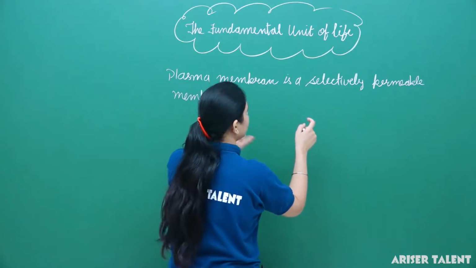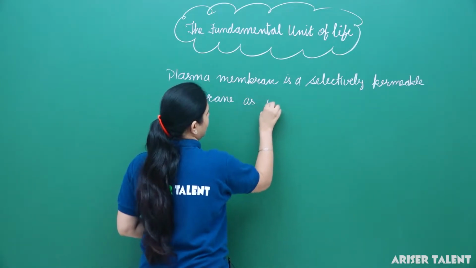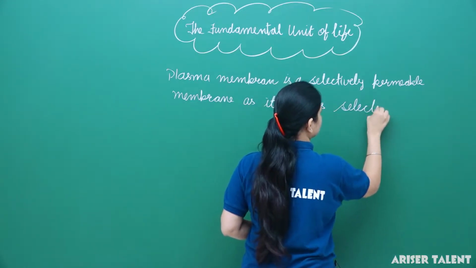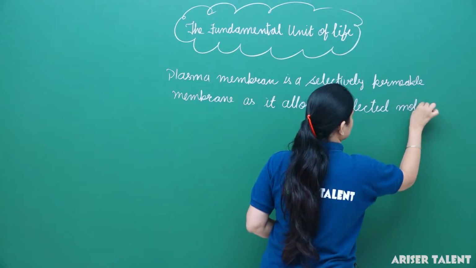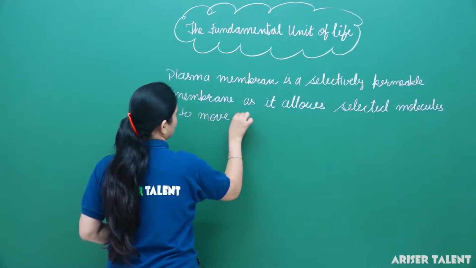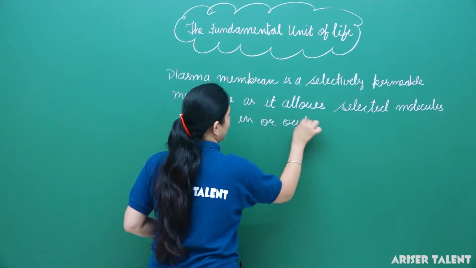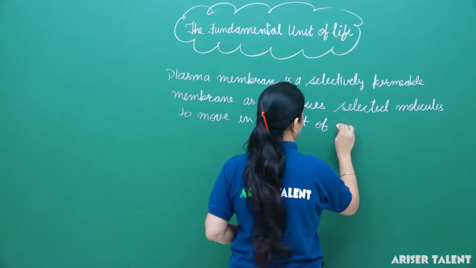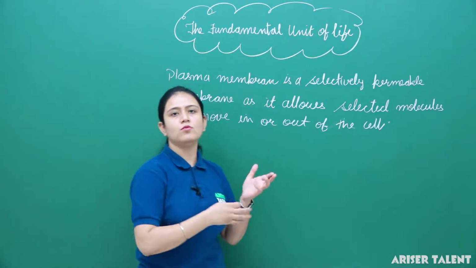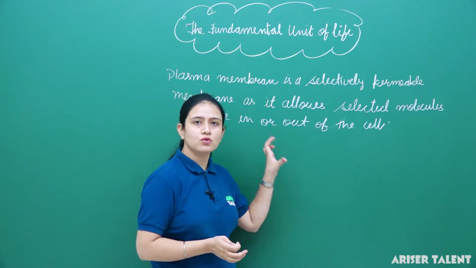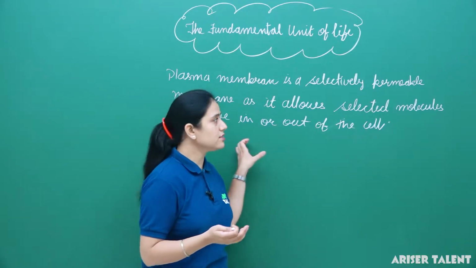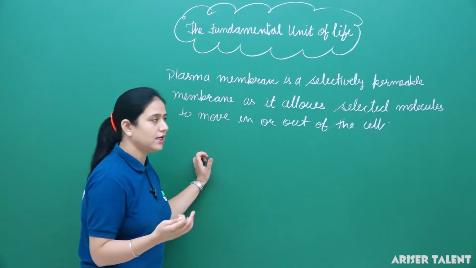So we can say that the plasma membrane is a selectively permeable membrane as it allows selected molecules to move in or out of the cell. This is the reason it maintains the environment inside the cell, because it allows only selected molecules, selected particles, to go in or out of the cell. This is the reason the plasma membrane is known as selectively permeable.